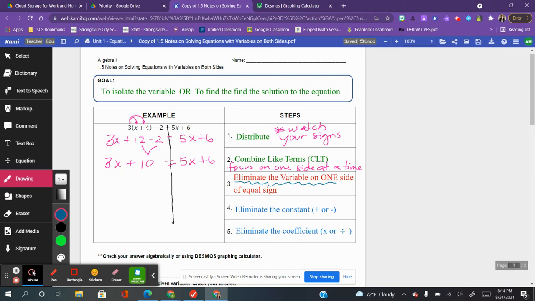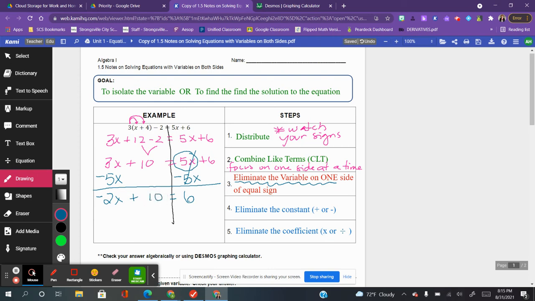I personally like to keep my variable on the left side of the equal bar. That means I'm going to get rid of the variable that's on the right side of the equal bar. And again, 5x minus 5x is 0. That's going to make that variable term go away. All I have left then is 6 on that right side of the equal bar. And on the other side, 3x minus 5x is negative 2x. And then I have a plus 10.